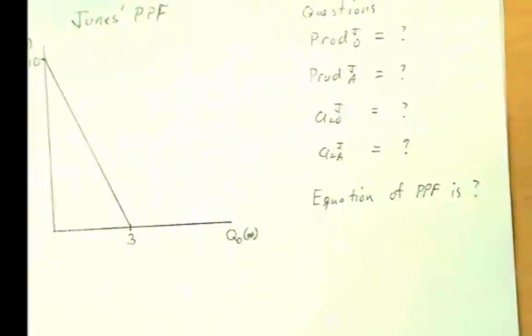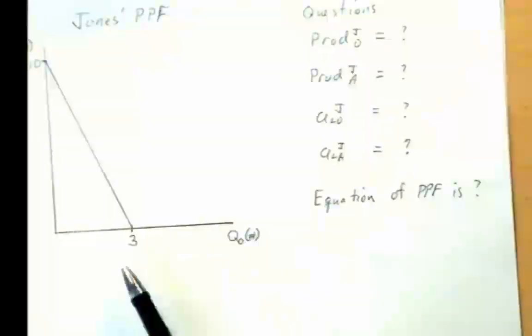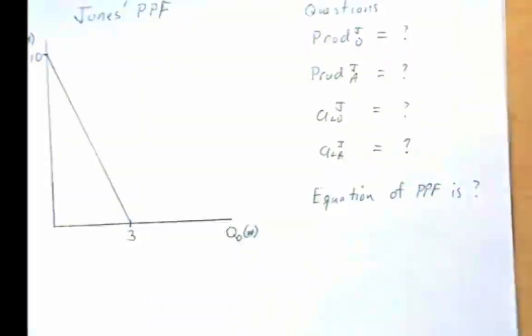Now, if I ask you for a number like that, always remember to put the units down as well. So the answer is 3. It's the intercept right here. But 3 is not the complete answer. Productivity has to be 3 what? Oranges per hour. So it's got to have units associated with it, or it doesn't have any economic meaning to it. 3 oranges per hour.